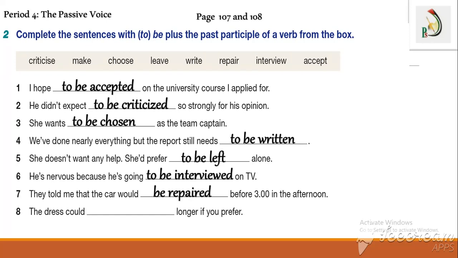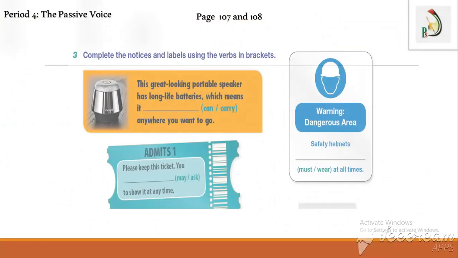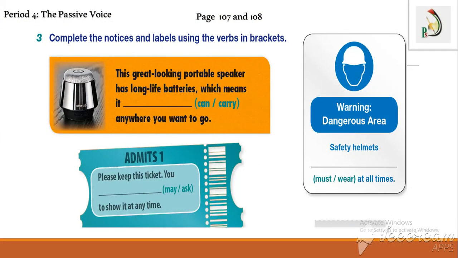See, now we have a modal verb, which is would. We will not add to, we will just add be with the past participle of repair. The dress could be, because it's a modal verb, no more to, just be with the past participle made. Now here we have notices. Just pause the video here and change them into passive voice.